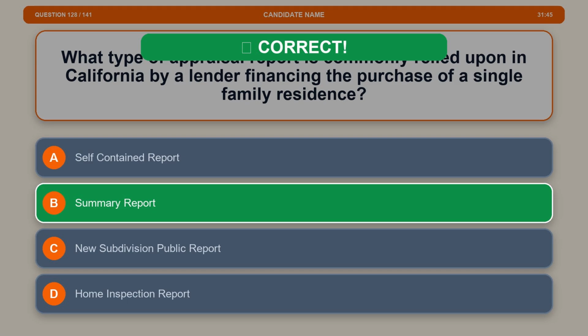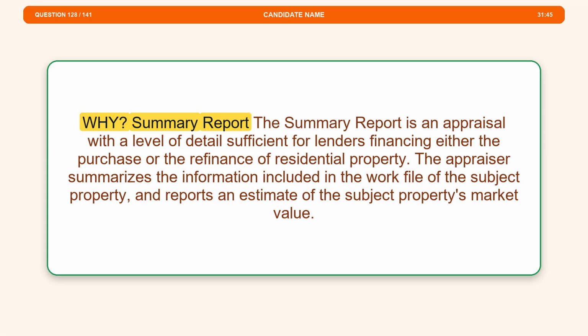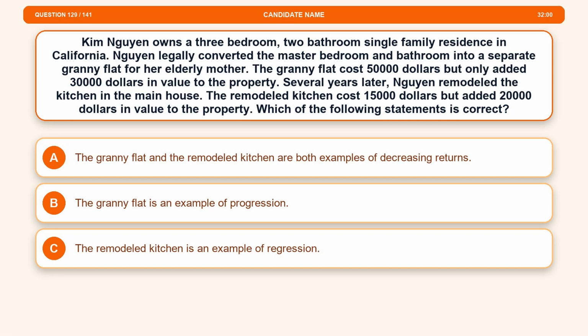The correct answer is option B. Summary report. Summary report is an appraisal with a level of detail sufficient for lenders financing either the purchase or the refinance of residential property. The appraiser summarizes the information included in the work file of the subject property and reports an estimate of the subject property's market value.